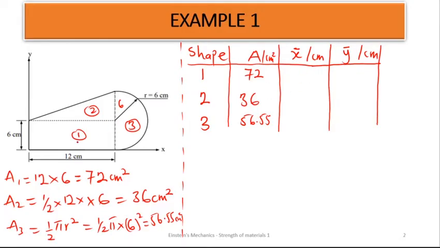Now let's try to locate the X center for each of the shapes. From shape 1, to locate the X center, let's say somewhere here. This is 12, so the center for the rectangle is going to be what? 6. You are right.